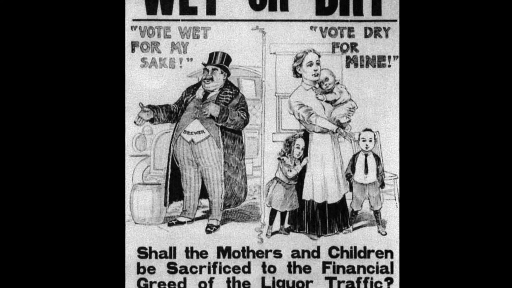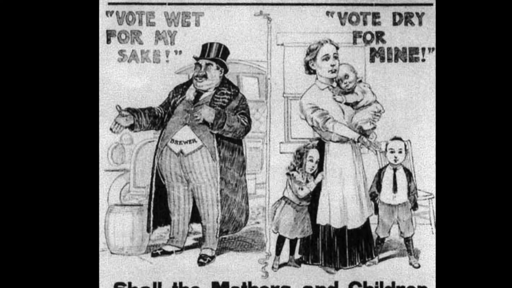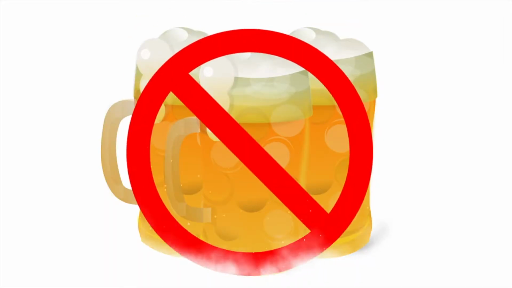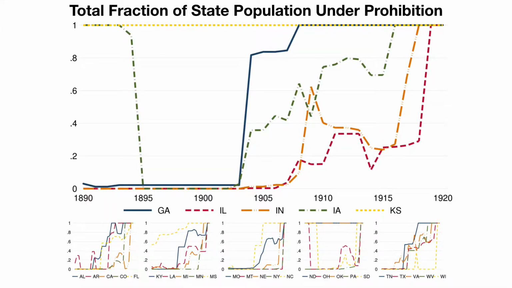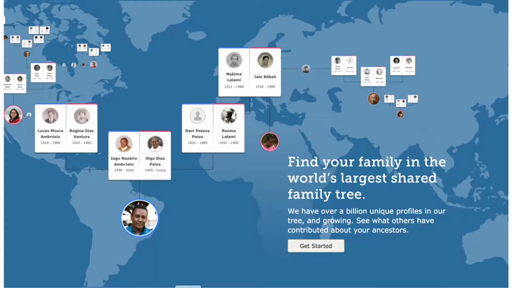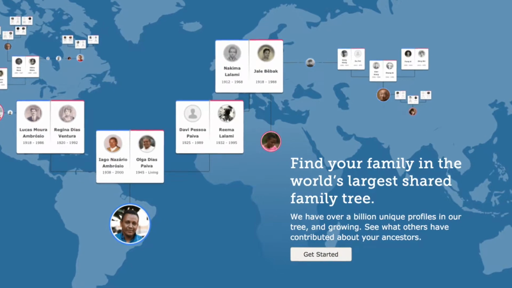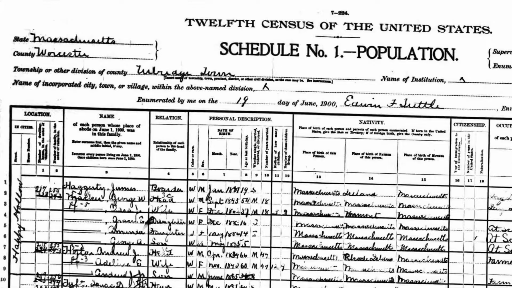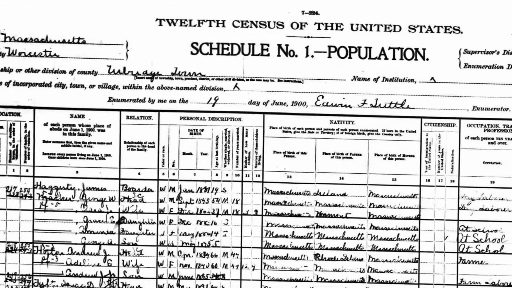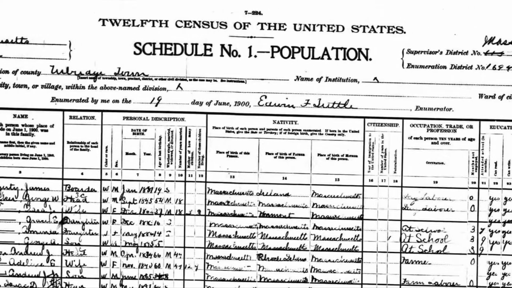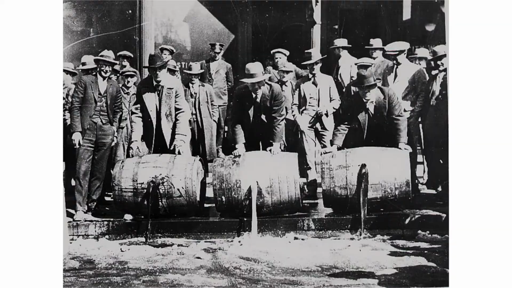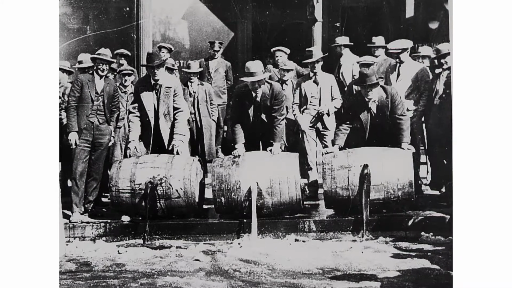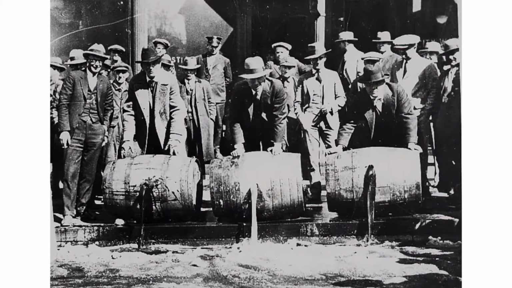The U.S. ratified the 18th Amendment in 1919, and it took effect in 1920, banning any production or sale of alcohol. However, many counties and states had already banned alcohol before the 18th Amendment. The ancestor profiles on Family Search are a perfect resource to study this question. Using the 1900 and 1910 censuses, we found over 7 million profiles of people born between 1885 and 1905, right during the period where most county and state prohibition laws were passed.